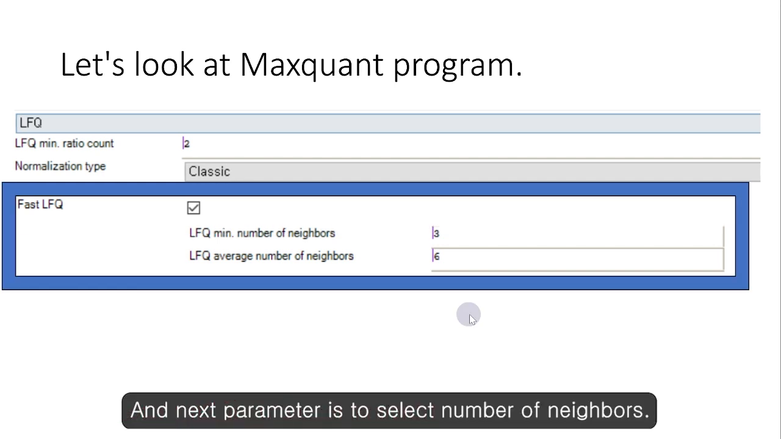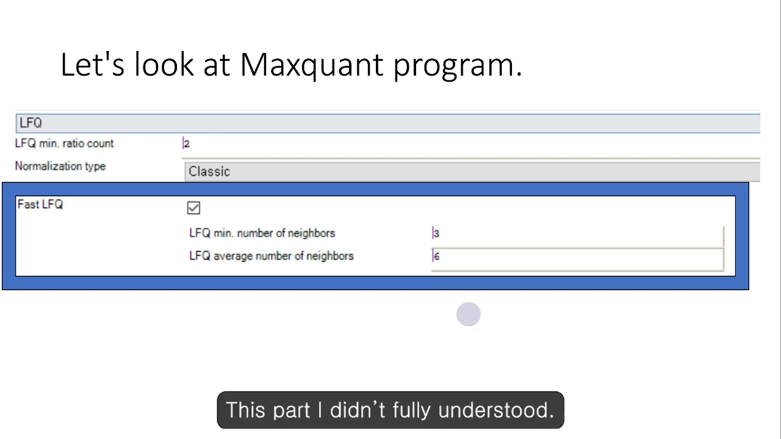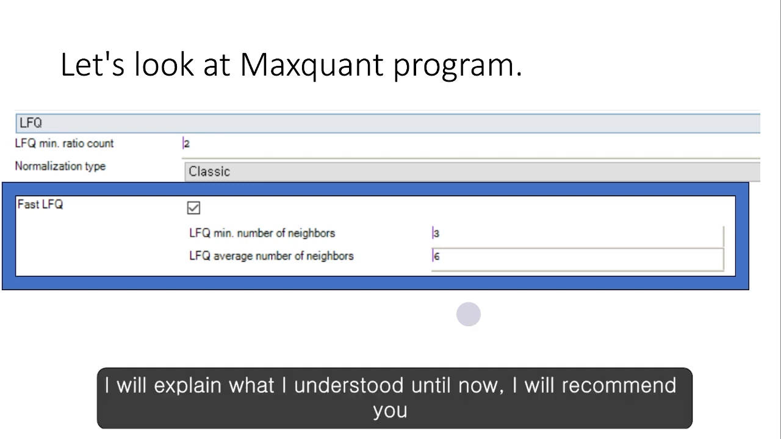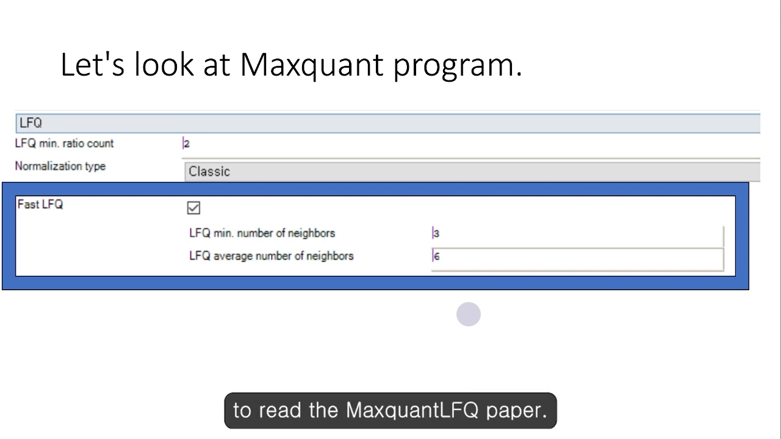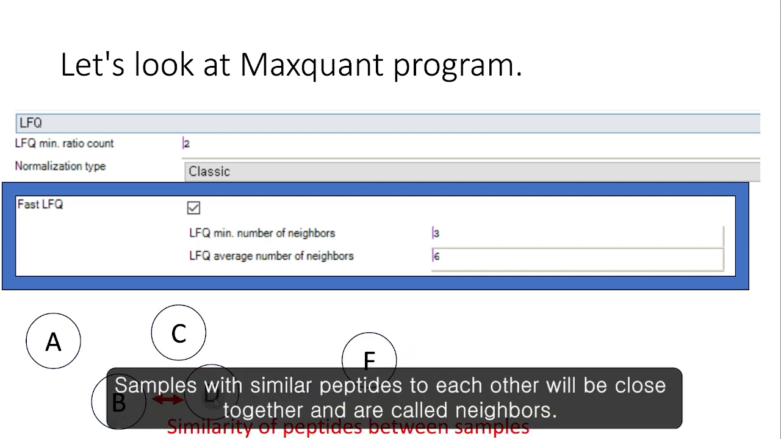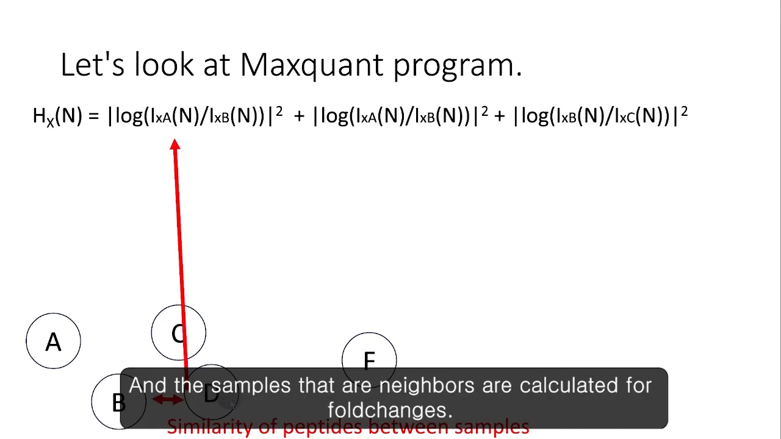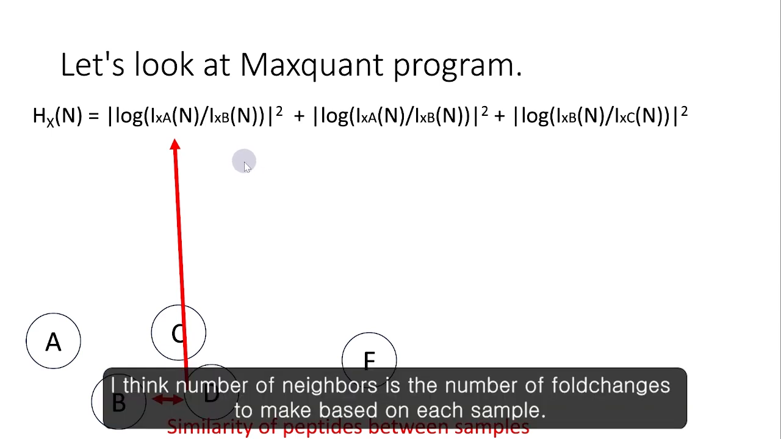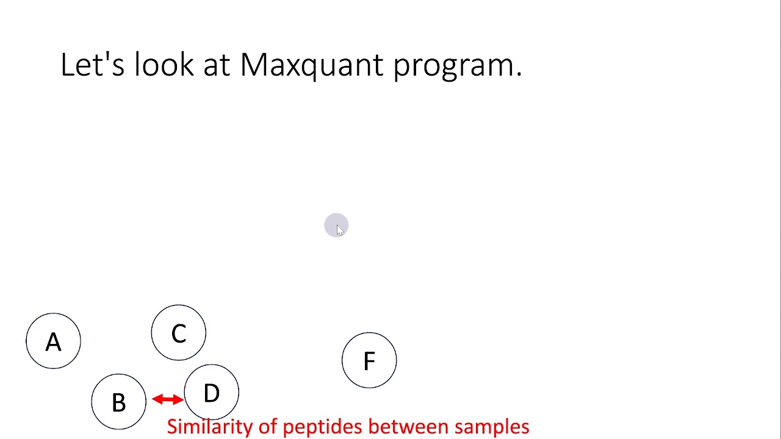And the next parameter is to select the number of neighbors. This part I didn't fully understand. I will explain what I understood until now. I recommend you read the MaxQuant LFQ paper. For example, we have 5 samples A, B, C, D, E. Samples with similar peptides to each other will be close together and are called neighbors. And the samples that are neighbors are calculated for fold changes. I think the number of neighbors is the number of fold changes to make based on each sample.